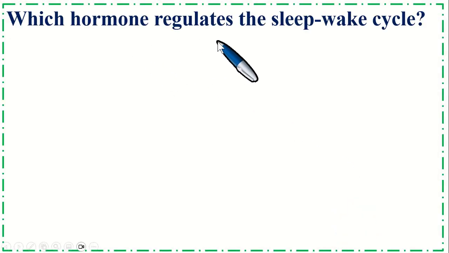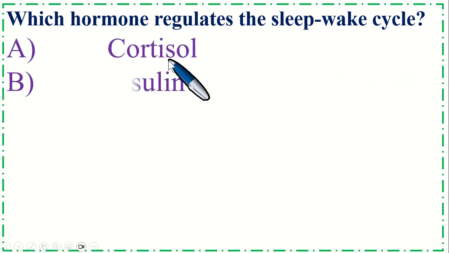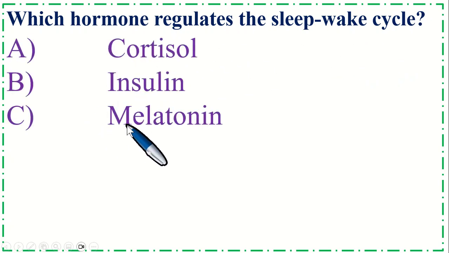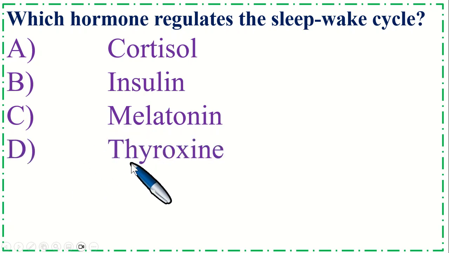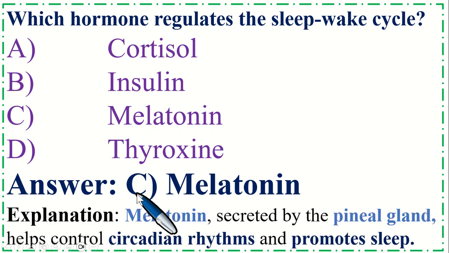Which hormone regulates the sleep-wake cycle? Option A, cortisol; B, insulin; C, melatonin; and option D, thyroxine. So the correct option is C, melatonin. Melatonin is secreted by the pineal gland, which helps to control circadian rhythms and promotes sleep.